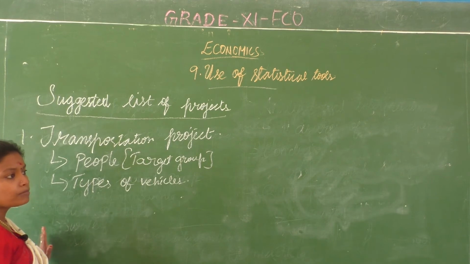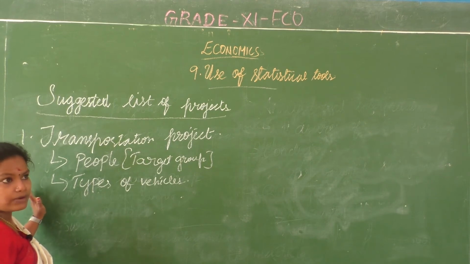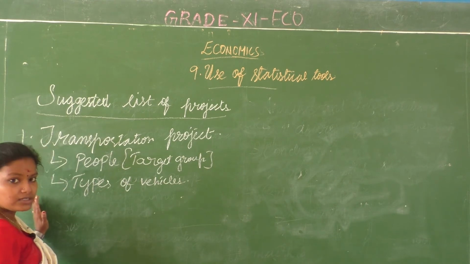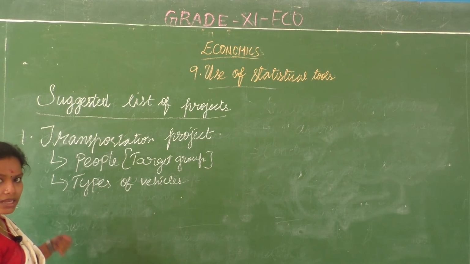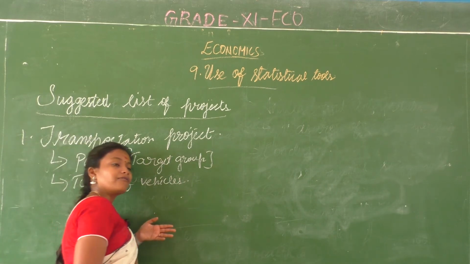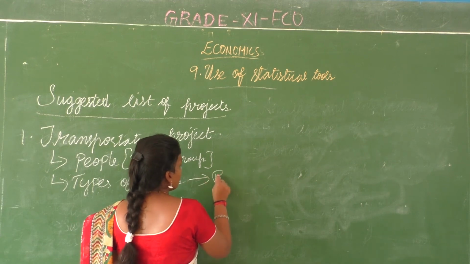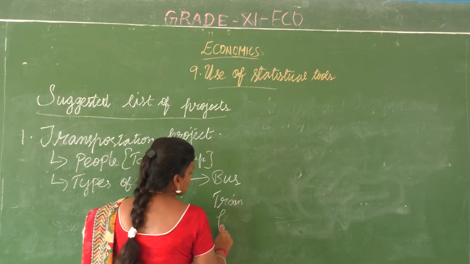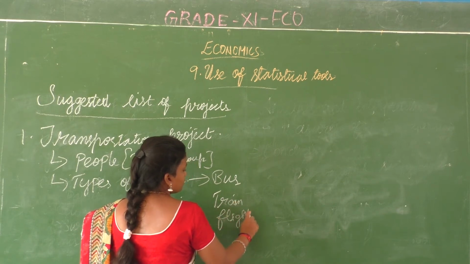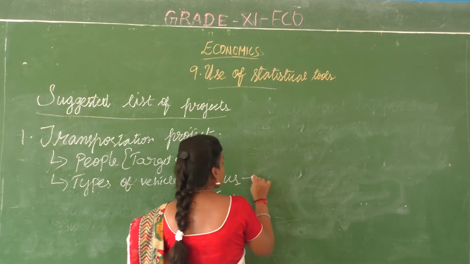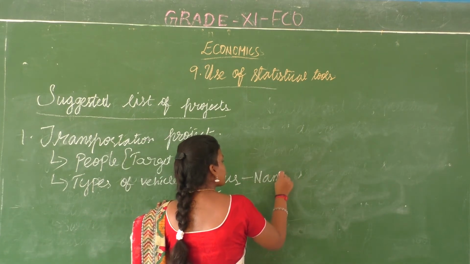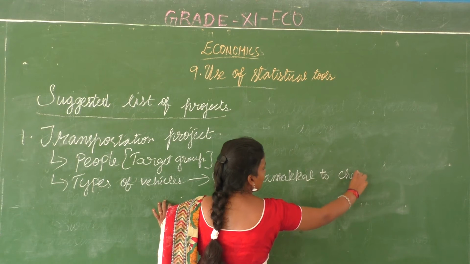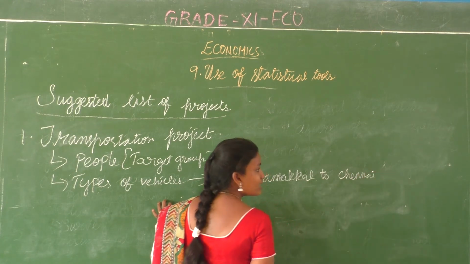So bus means from Namakkal you can board, and what are the timings of the bus? Okay, if you are going to take a flight you have to go to Salem. From Salem you can board a flight. So you have what? Bus, train and flight. So bus means you have from Namakkal to Chennai.